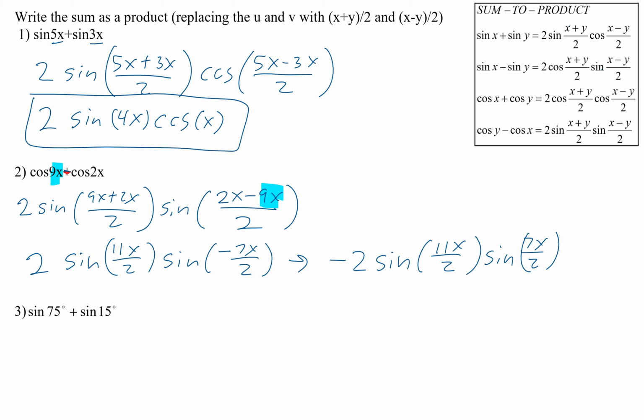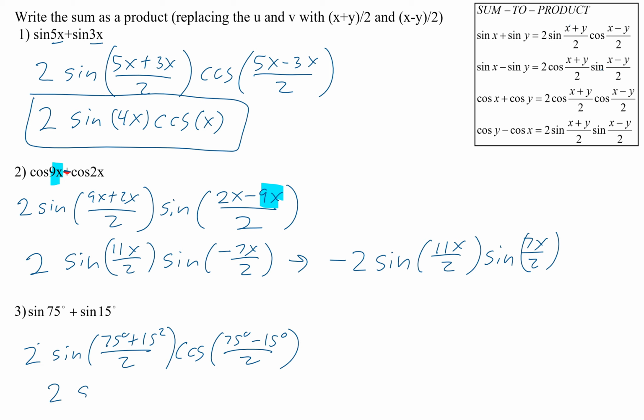All right, but here's the nice thing is we can take two values that are not exact and make them exact. So sine of 75 and sine of 15 is the first one. So we end up with 2, and then we add them. And then we do a cosine and we subtract them. And again, put the larger one first.